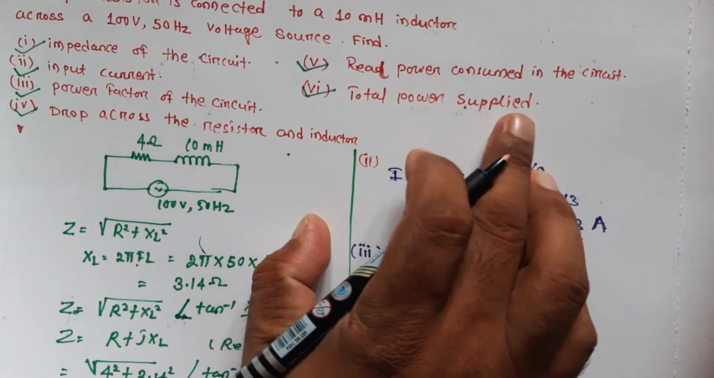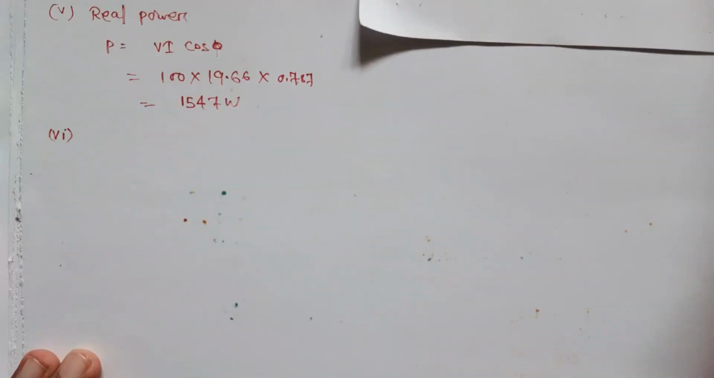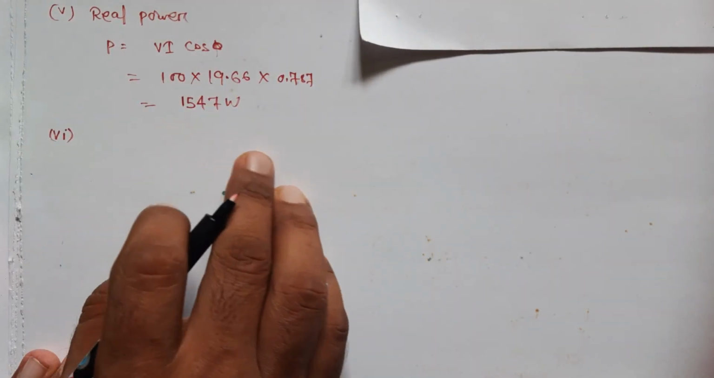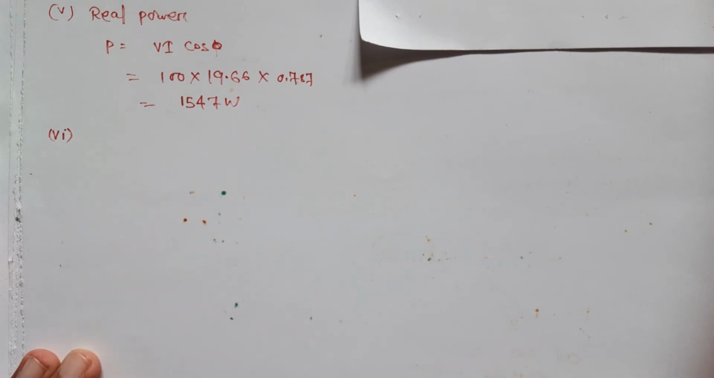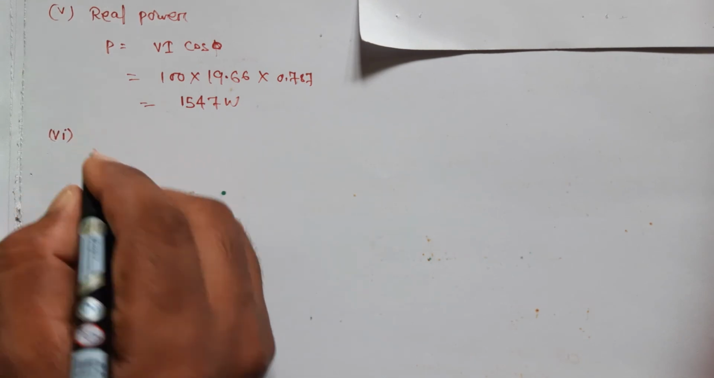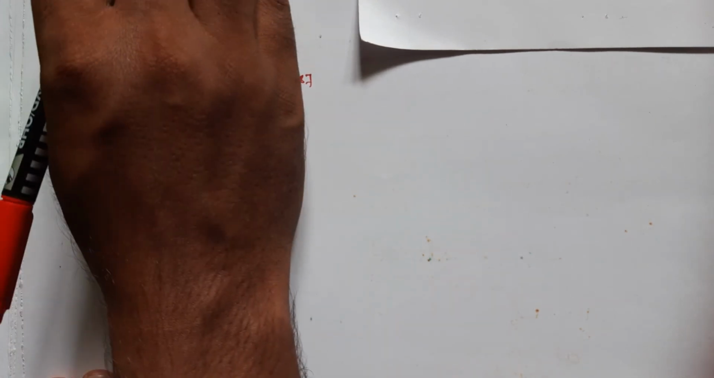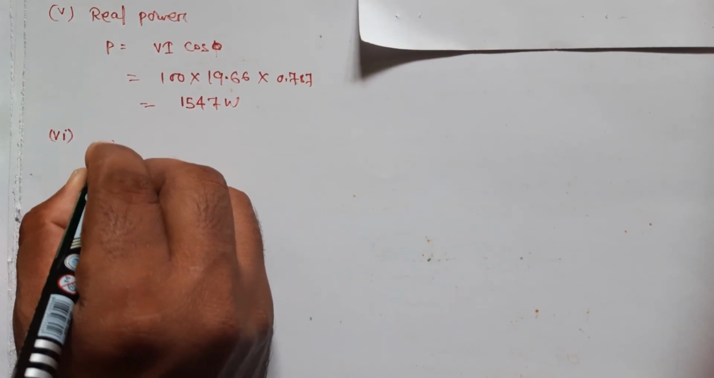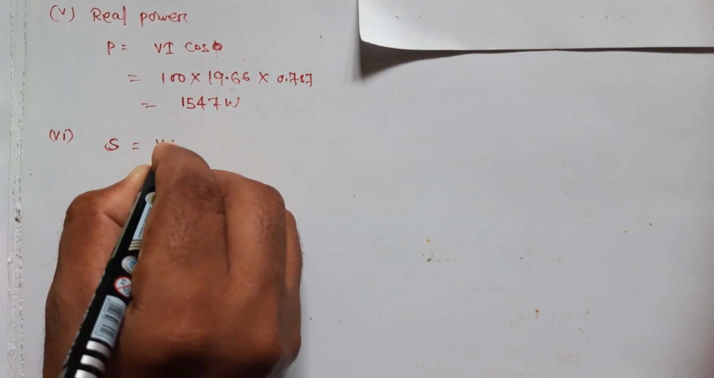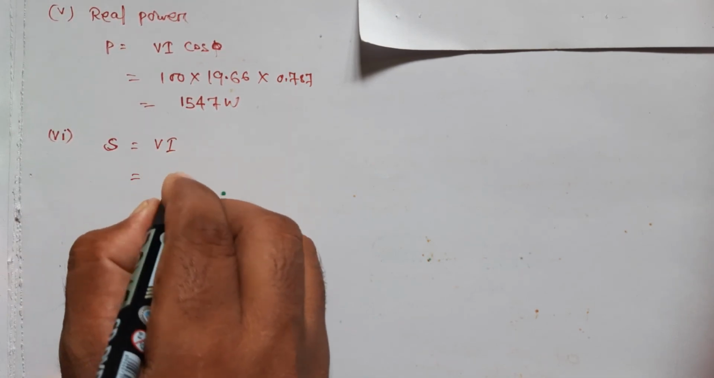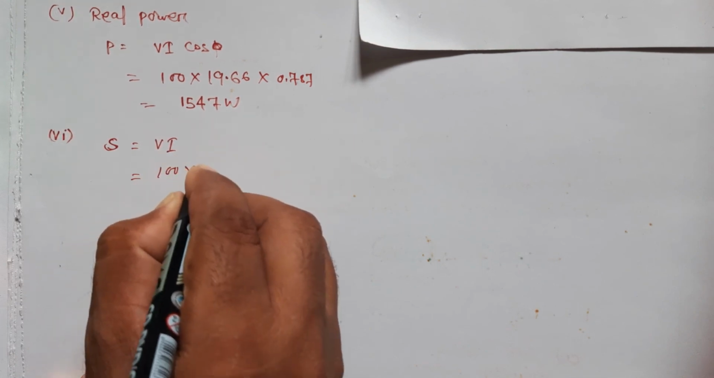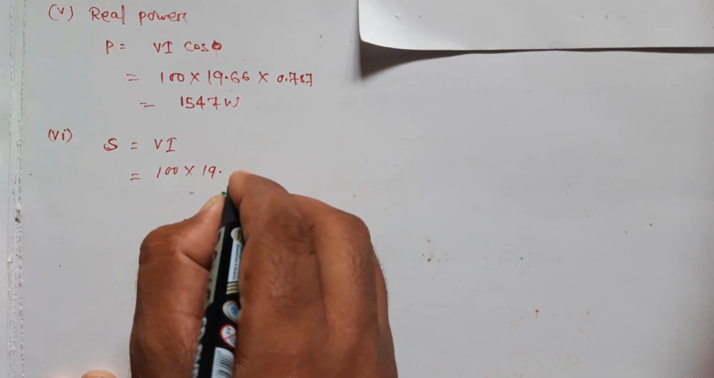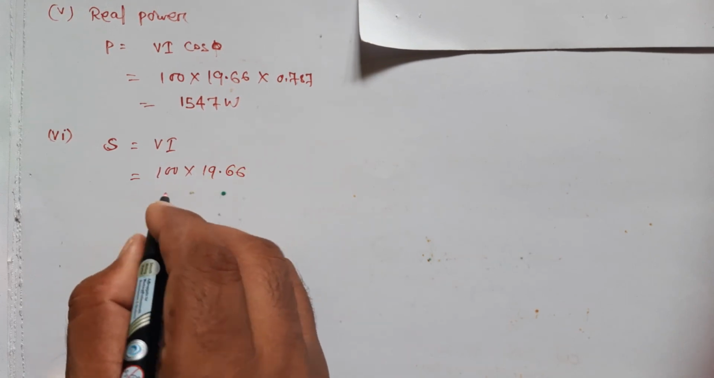Then the sixth point is to find the total power supplied. Total power supplied means, here in the RL series circuit, the total power is that consumed by both the resistor and the inductor. This we call the apparent power. So S equals V into I, which is 100 into 19.66.